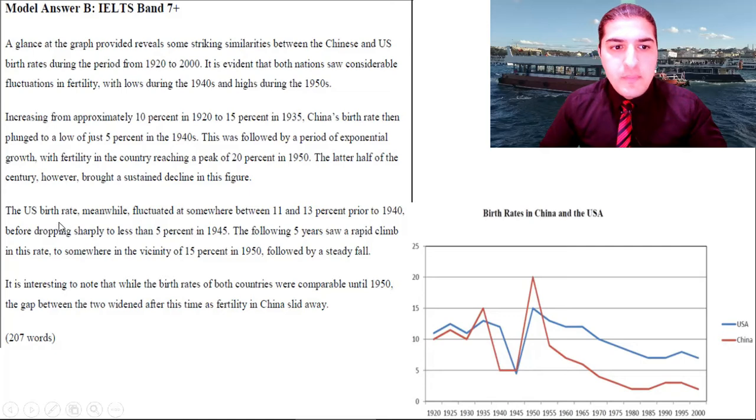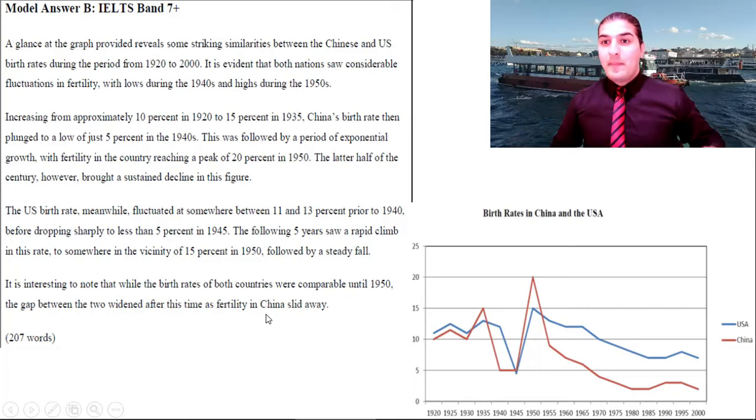Nice. The US birth rate, meanwhile, fluctuated at somewhere between 11 to 13% prior to the 1940, before dropping sharply to less than 5% in the 1945. The following 5 years saw a rapid climb in this rate to somewhere in the vicinity of 15% in 1950, followed by a steady fall. It is interesting to note that while the birth rates of both countries were comparable until 1950, the gap between the two widened after this time as fertility in China slid away.